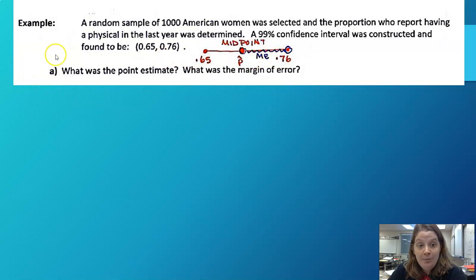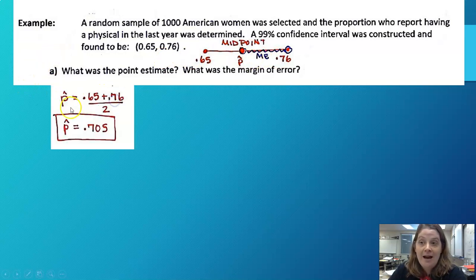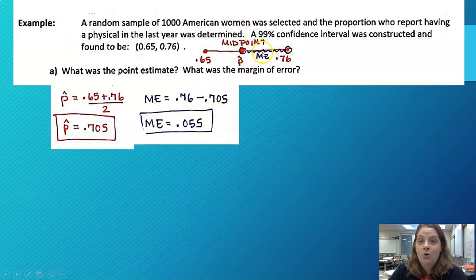So if you're looking for the midpoint of 2 points, you could find the arithmetic average. So we have 0.65 plus 0.76 divided by 2 gives me a midpoint of 0.705. And if you wanted to find the margin of error, I need to know how far away from 0.76 is 0.705, or you could use the 0.65. We get a margin of error of 0.055. And you could double check. 0.705 plus 0.055 should give you 0.76. 0.705 minus 0.055 should give you 0.65.